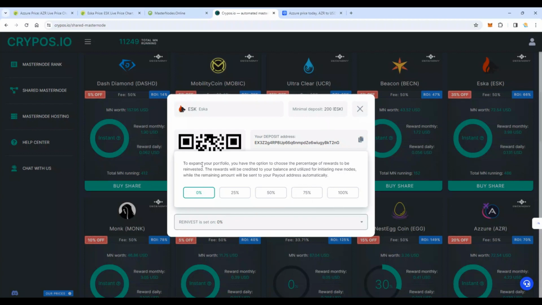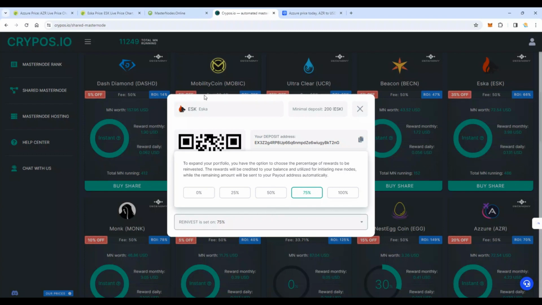Anyway, bear with me. So you can choose auto compounding. For example, you can say you want to auto compound 100% of your returns, or 75% of your returns. So instead of Crypos sending all your earnings to your wallet, they can send maybe 25%, then the 75% that remains is auto compounded. To expand your portfolio, you have the option to choose the percentage of rewards to be reinvested. The rewards will be credited to your balance and utilized for initiating new nodes, while the remaining amount will be sent to your payout address.